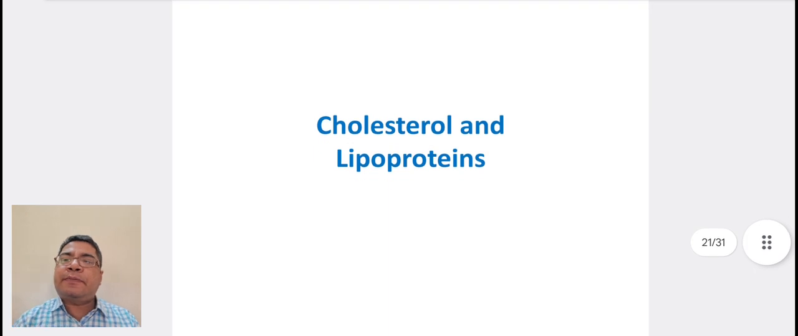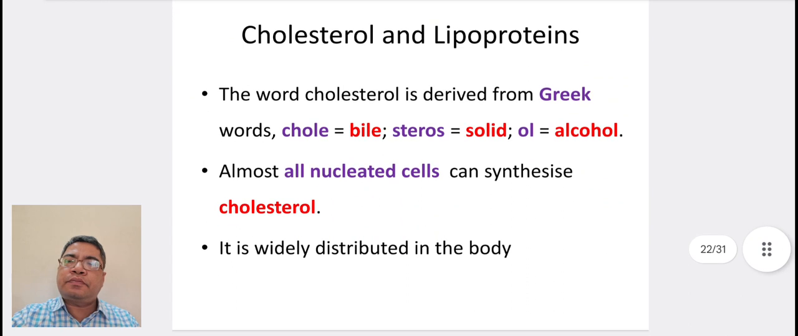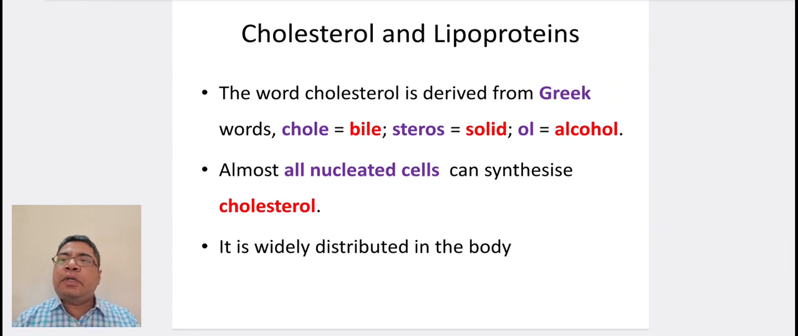Coming to the new chapter, cholesterol and lipoproteins. The word cholesterol is derived from Greek words. Chole means bile, steros means solid, and ol means alcohol. Almost all nucleated cells can synthesize cholesterol. It is widely distributed in the body.